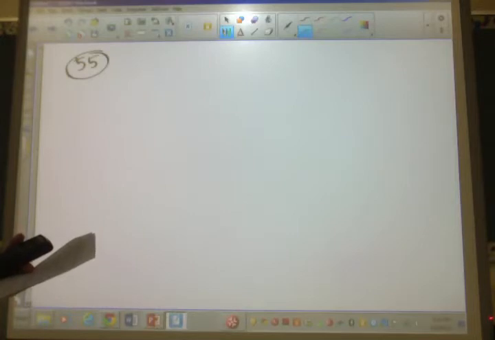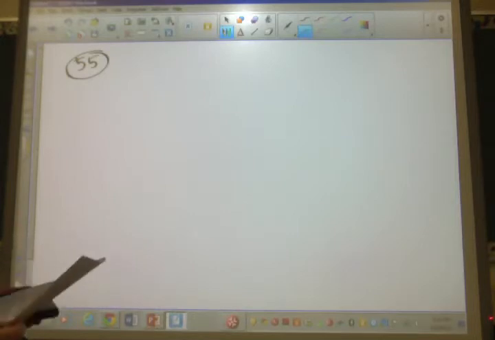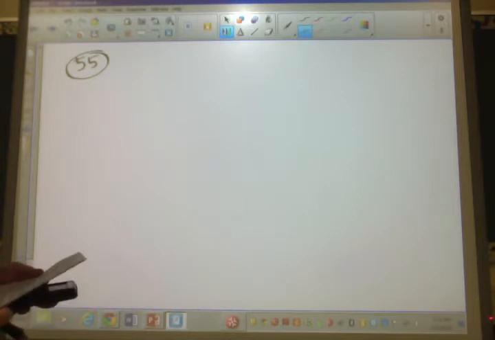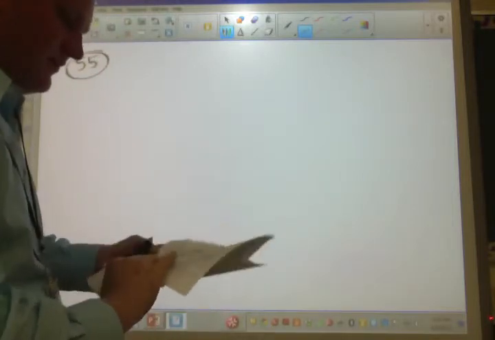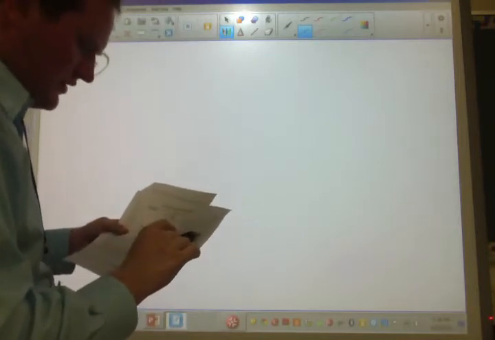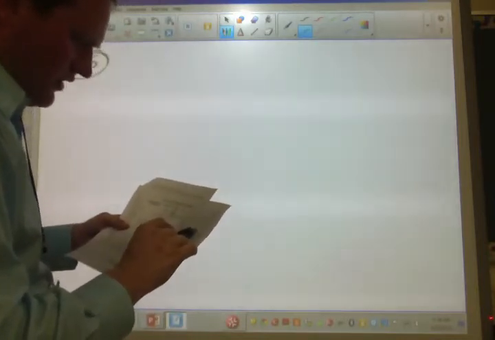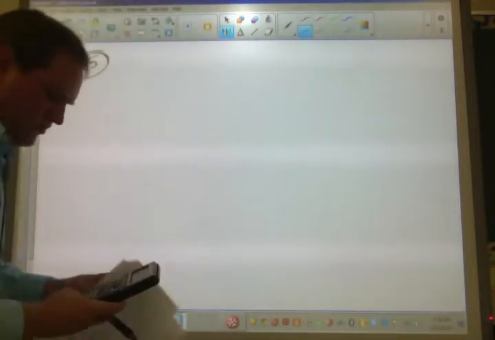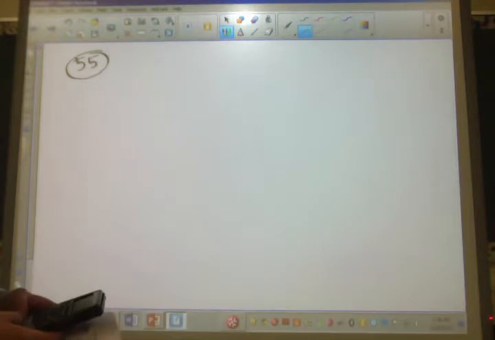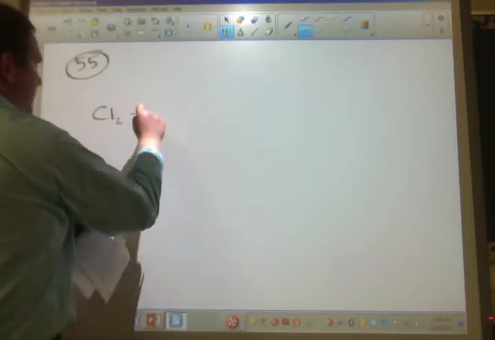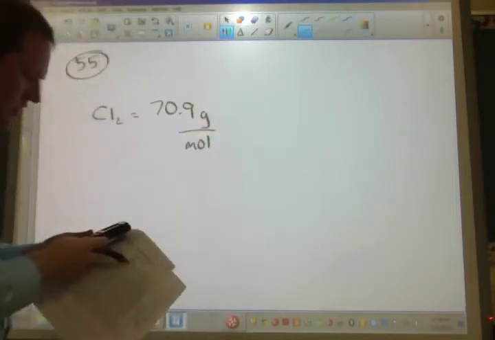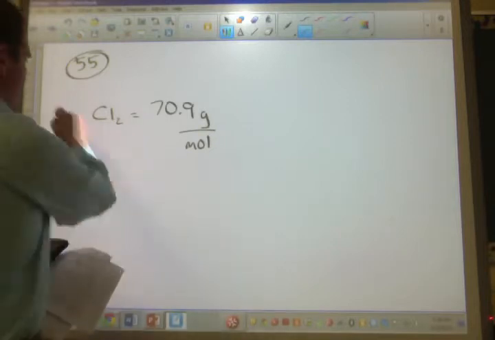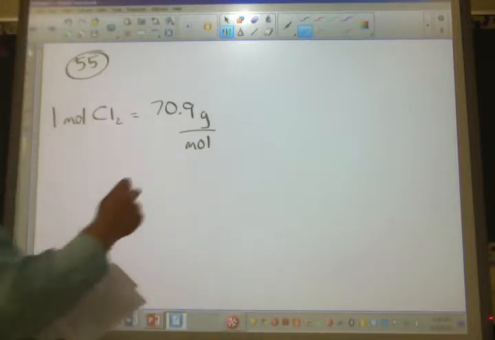Calculate the density of pure HCl gas at STP in grams per milliliter. Alright, this is a good question. So, Cl2 gas is going to be 2 chlorines. So let's look at our periodic table. Chlorine has a mass of 35.45 grams per mole times 2. So for Cl2, it equals 70.9 grams per mole. So if I have 1 mole of this, it's going to equal 70.9 grams.